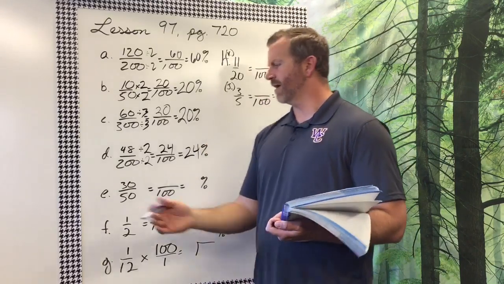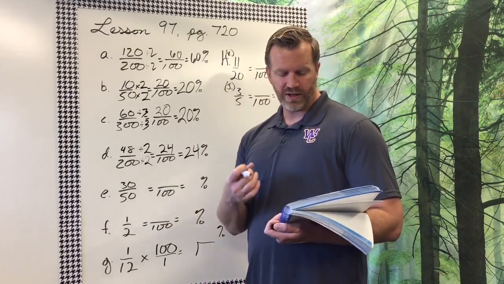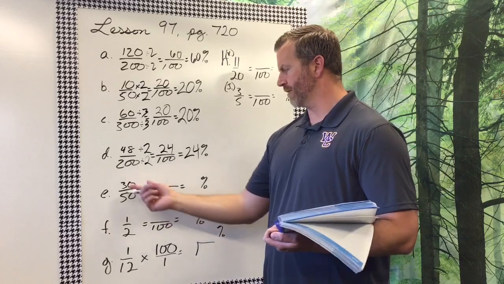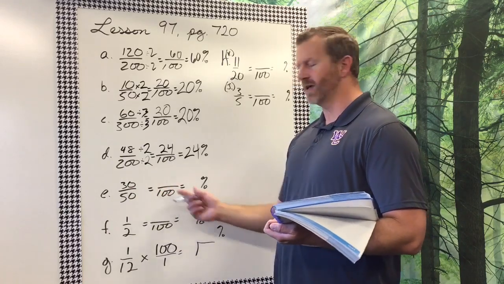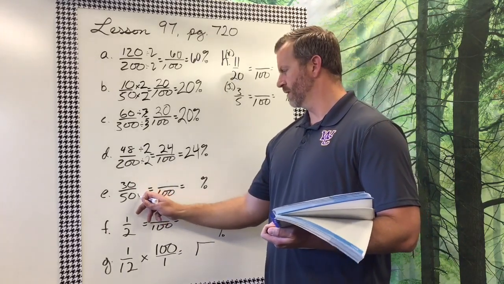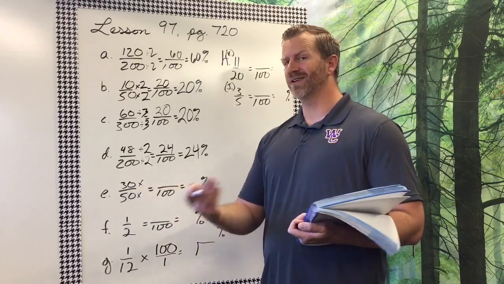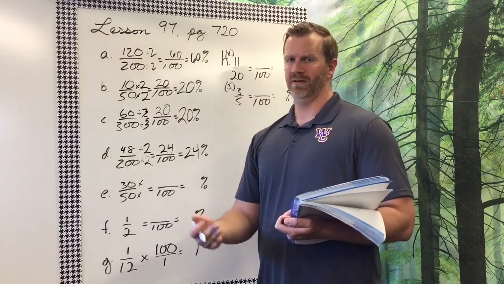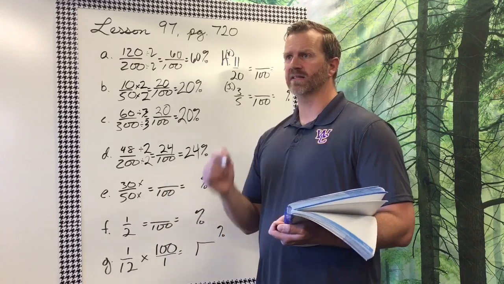Nice. Now, E, it says 30 out of 50 would be what percent? So we got 30 out of 50. We got to make it equal to 100. Now, 50 is smaller than 100, so I know I need to multiply to get up to 100. Now, 50 times what gives us 100?